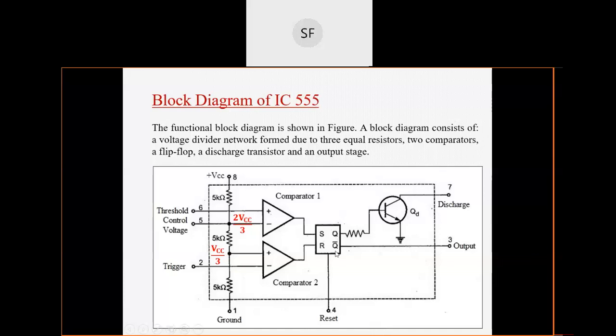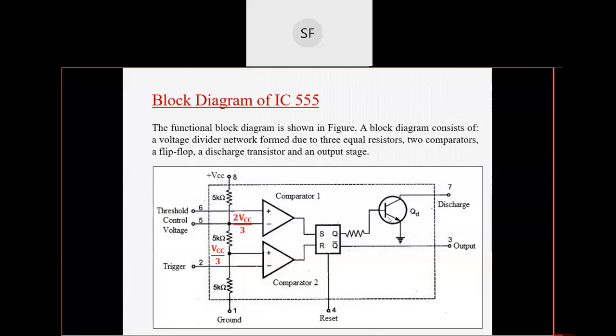So Q and Q bar will always be complements in nature. That means if the value of Q is 1, then Q bar will be 0, and if the value of Q is 0, then the value of Q bar will be 1. At any point of time, you can reset your IC 555 by using the reset pin. Then again, one discharge transistor is there.